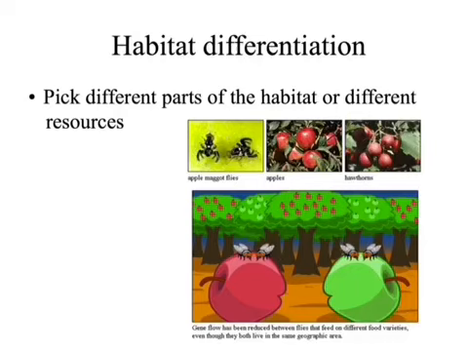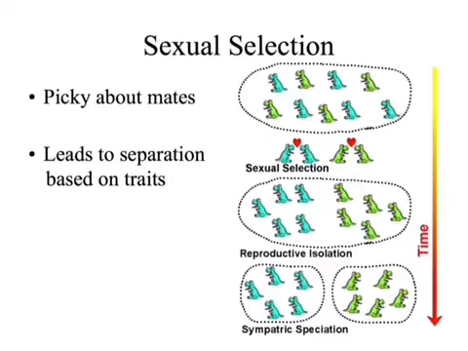Even though there is no physical barrier dividing up the two groups, they prefer different fruit and self-separate based on that habitat preference. So we see that the flies that are born and raised on apples tend to mate and prefer other flies from apples, while flies born and raised on hawthorn fruit tend to prefer other flies on hawthorn fruit. The third way we can have sympatric speciation occur is through sexual selection. This is when organisms are picky about their mates. This leads to separation based on certain traits.